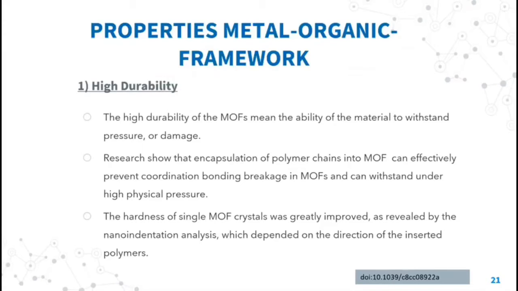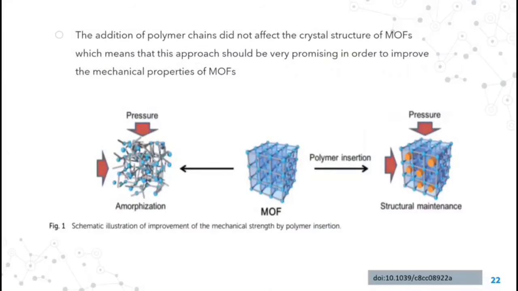So the hardness of a single MOF can be greatly improved. This can be proved by using nanoindentation analysis, which depends on the direction of the inserted polymers. So the addition of the polymer chain will not affect the crystal structure of the MOF, which means that we can really depend on this method in order to improve the mechanical properties of the MOF.